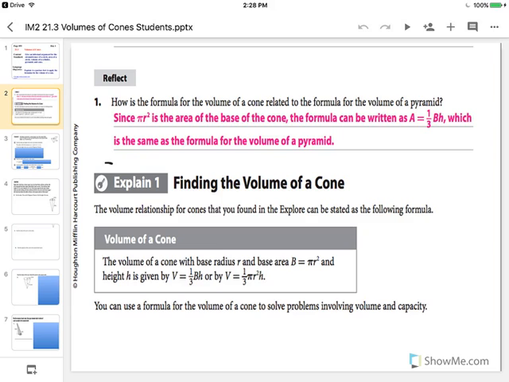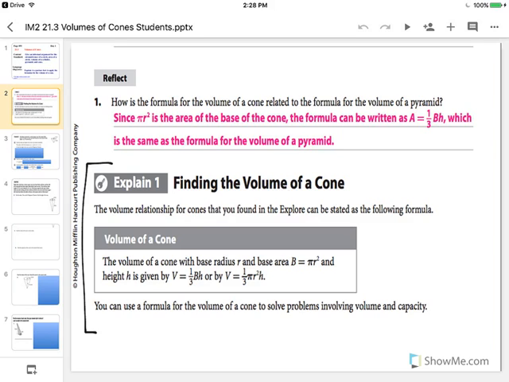Okay, so let's start with this part, Explain 1: finding the volume of a cone. The volume relationship for cones that you found in the Explore can be stated as the following formula. The volume of a cone with base radius r and base area B = πr² and height h is given by V = 1/3 times the area of the base times the height, or V = 1/3 πr²h.